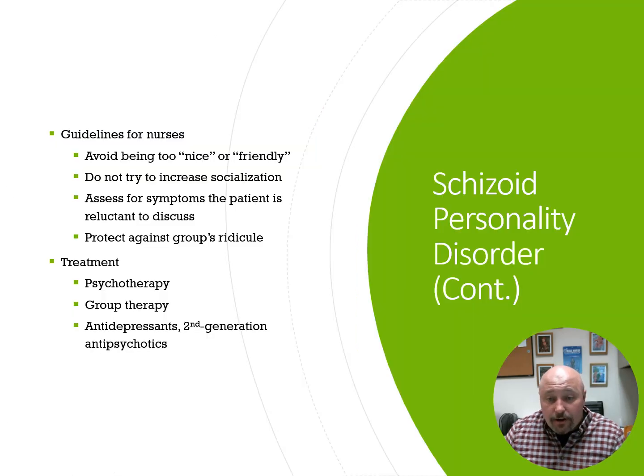Our guidelines for caring for a schizoid personality disorder: first, avoid being too nice or friendly. Do not try to increase socialization, and assess for symptoms the patient is reluctant to discuss. Also work to protect against the group's ridicule. For treatment, we're going to focus on psychotherapy, group therapy, antidepressants, and for this crowd, second-generation antipsychotics.